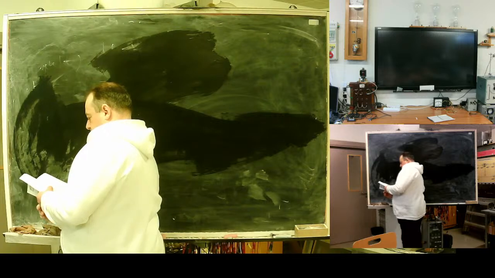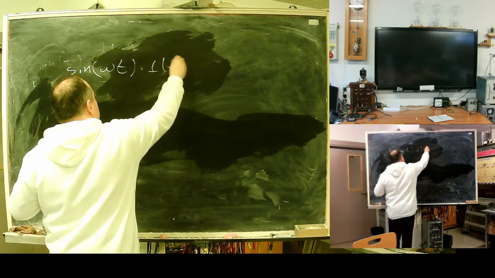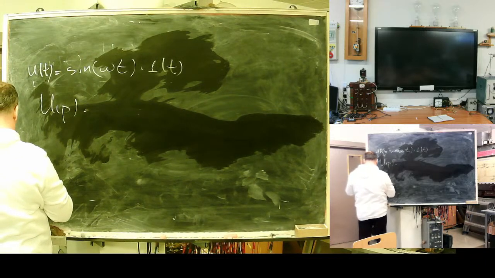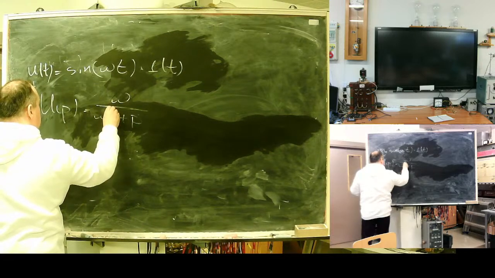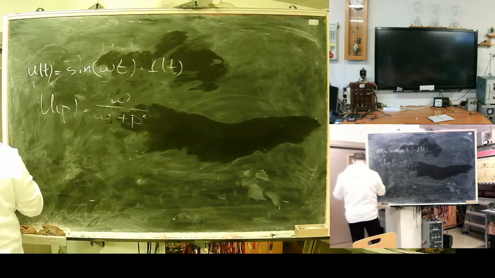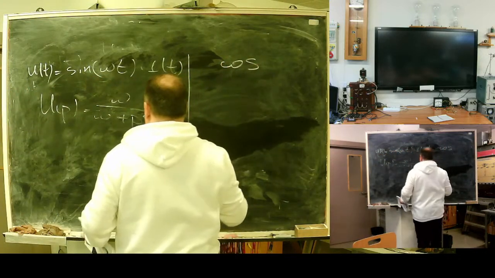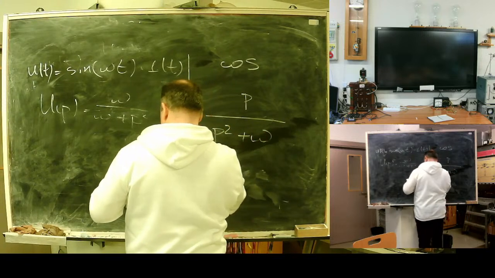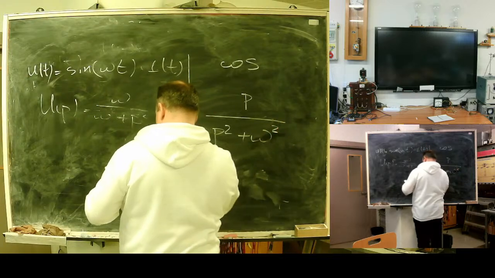A bit more. For sine omega t multiplied by 1 of t, its image will be omega divided by p squared plus omega squared. For cosine it will be p divided by p squared plus omega squared. Yeah, now correct.